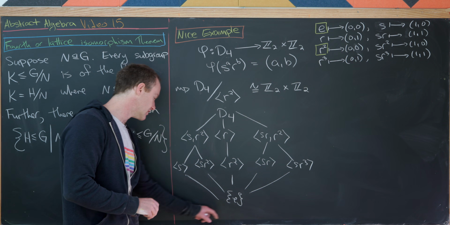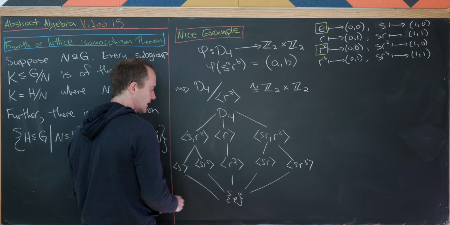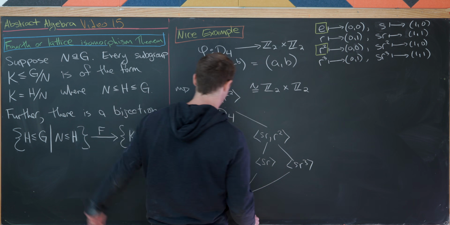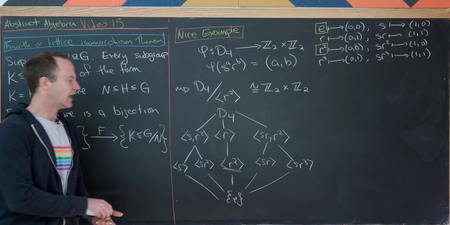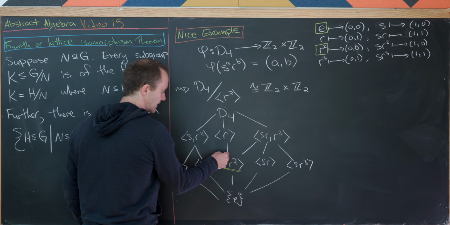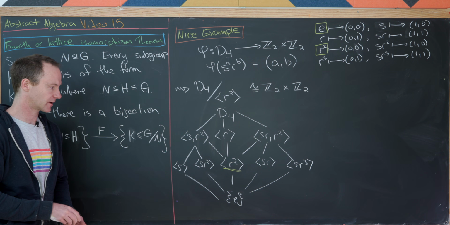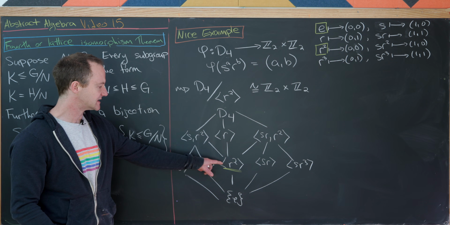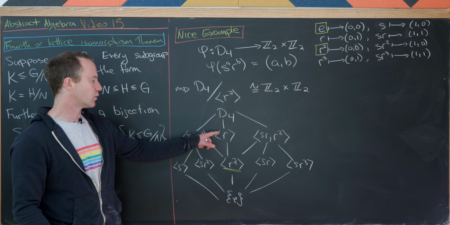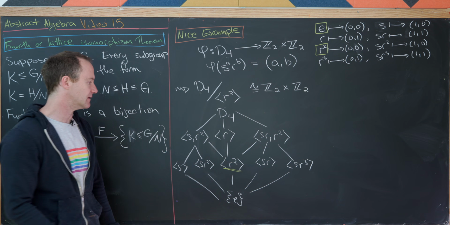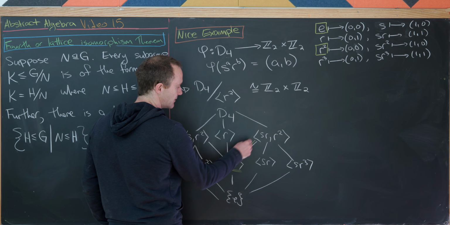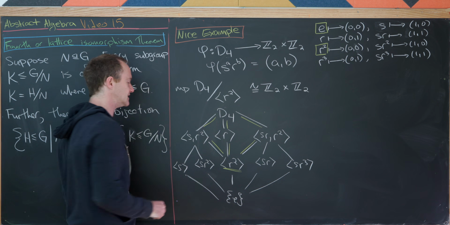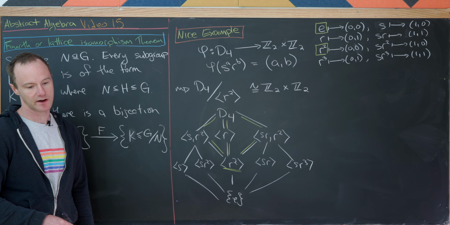And now I'd like to notice that R squared is playing an important role. This is playing the role of N over here. And then I left out 2 lines here. I've got lines that go here and here. And notice, what subgroups do we have of D4 that contain R squared? We have these 1, 2, 3 in the middle. So we could maybe put double lines here for these subgroups of D4 that contain R squared.